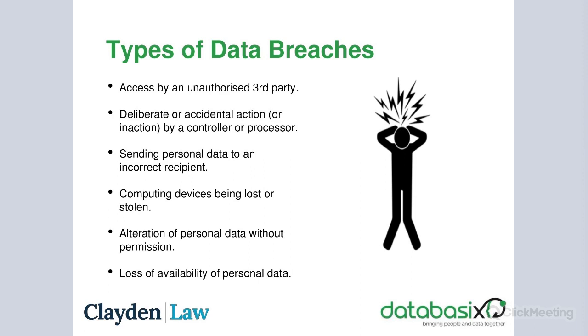But for me, there are a number of types of data breaches that can happen. I think the most that you hear about in the press are those that are accessed by an unauthorized third party. And we're thinking about the hacker in this situation. They're the ones that grab the attention of the press. Although you do sometimes get malicious intent from within an organization, and we're going to use an example of that later on in the presentation, where someone has deliberately made a decision to access personal data, whether you are the controller or you are the processor, and you have breached personal data.